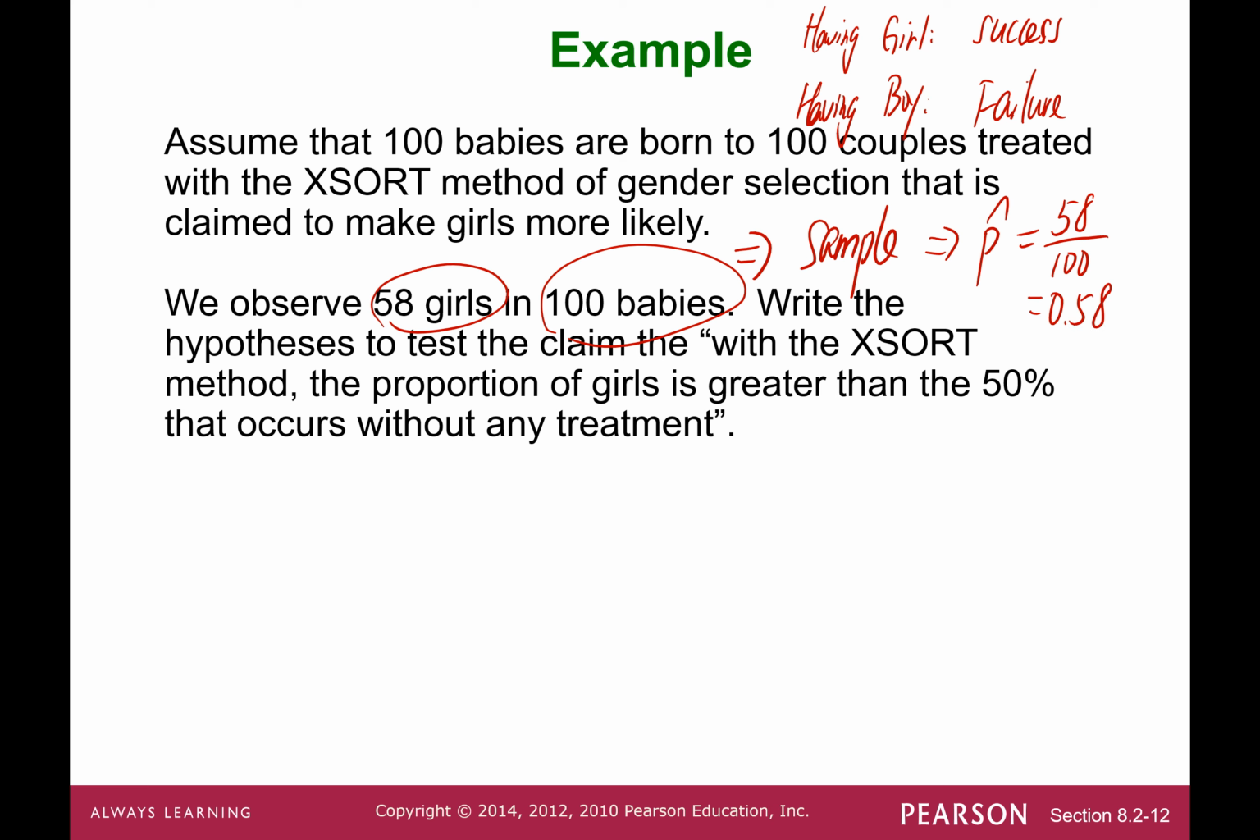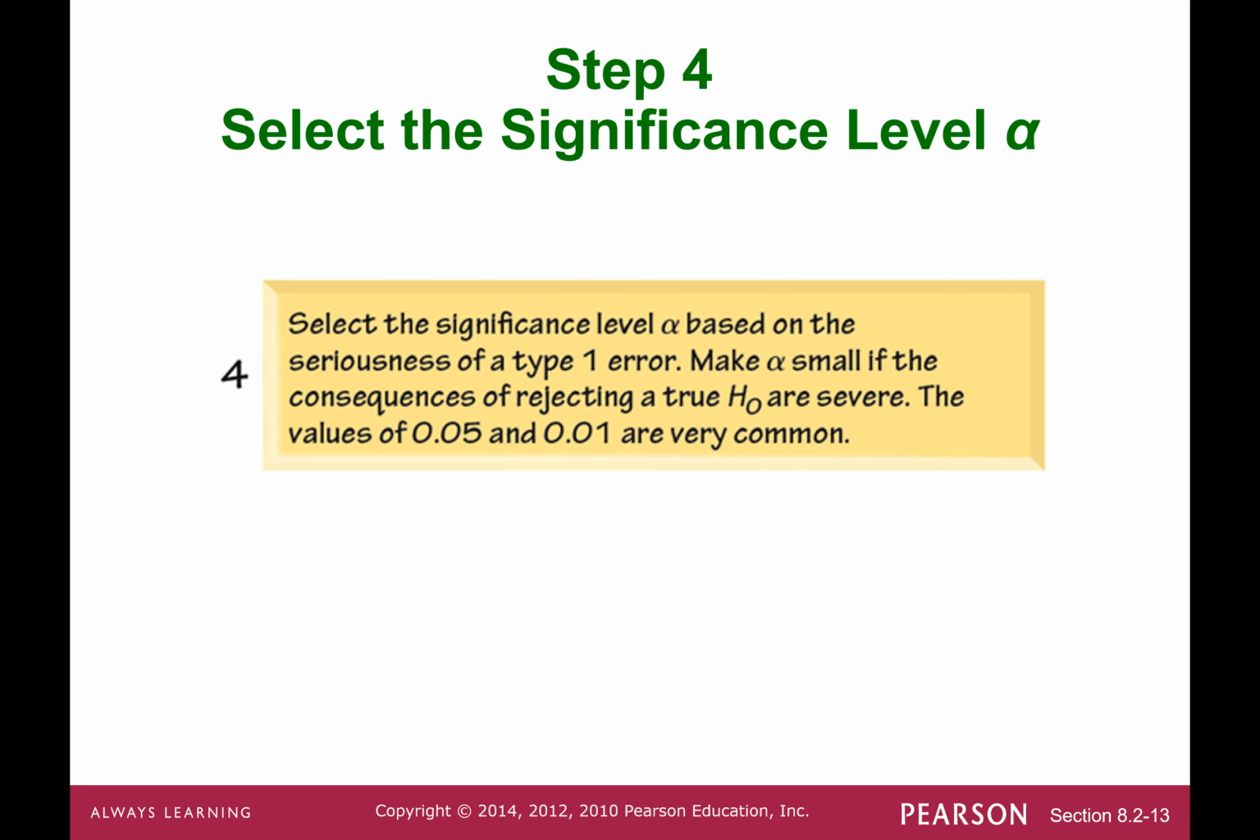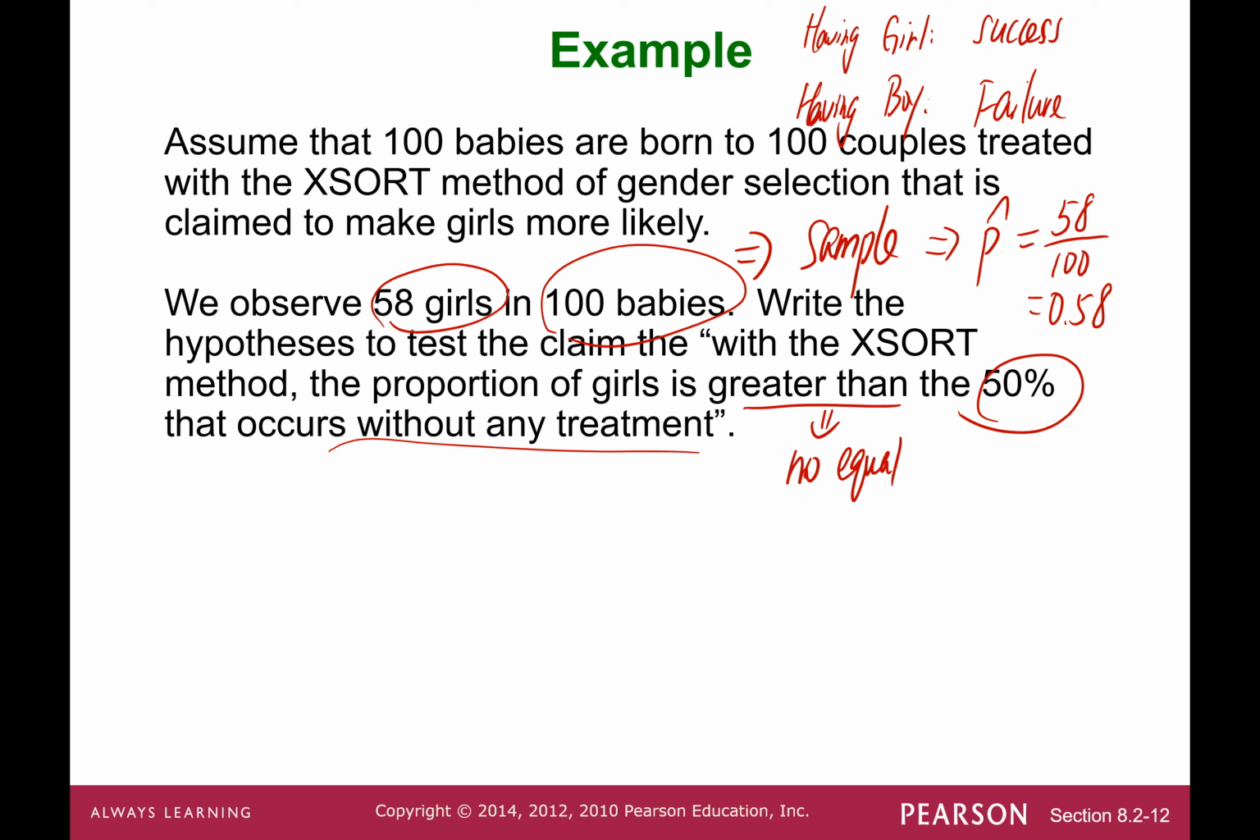And write a hypothesis test to claim that with the XOR method, the proportion of girls is greater than 50%, which occurs without any treatment. And this one, greater than, has no equal sign, then we know that this must be an alternate hypothesis. So here we identify the alternate hypothesis.